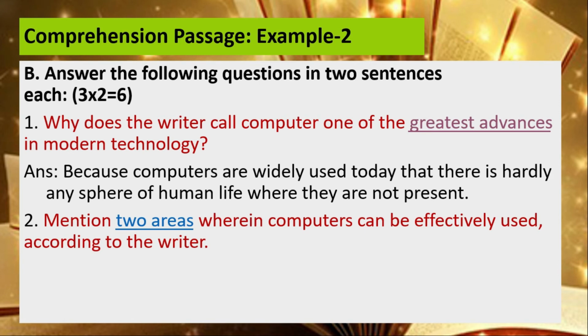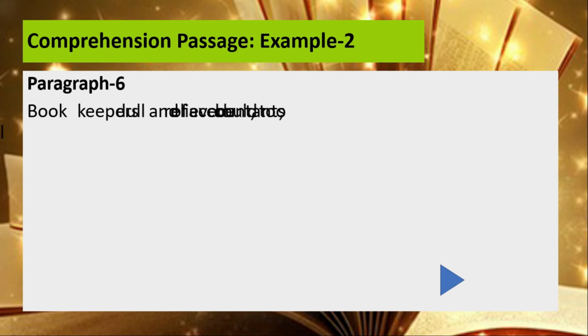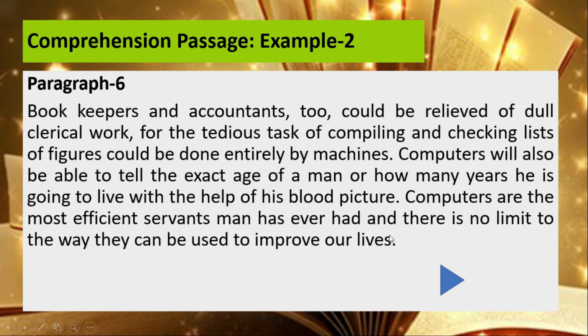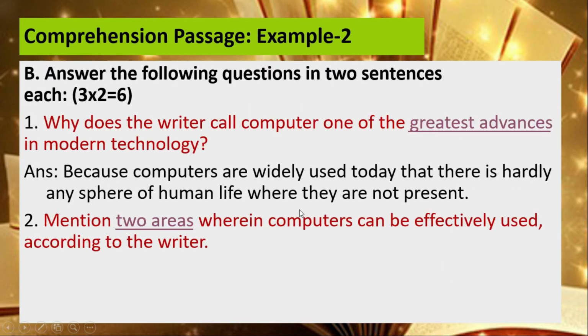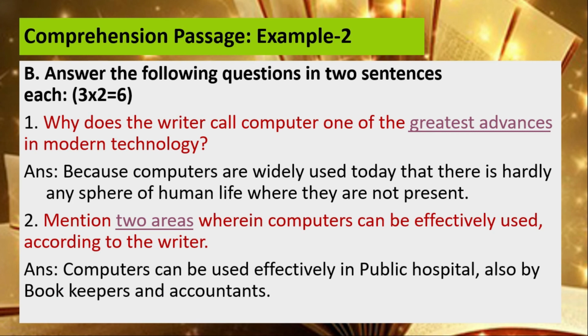Then we come to the second: mention 2 areas wherein a computer can be effectively used. All of you probably recall, while reading the passage, we just discussed 2 areas. Those areas can be located very easily, in the 5th paragraph and again in the sixth paragraph. In the fifth one, we have public hospitals, right? Discussion of public hospitals as one area. And in the sixth one, we have discussion of bookkeepers and accountants, right? So by using these, we can formulate our answer: Computers can be used effectively in public hospitals, and also by bookkeepers and accountants.